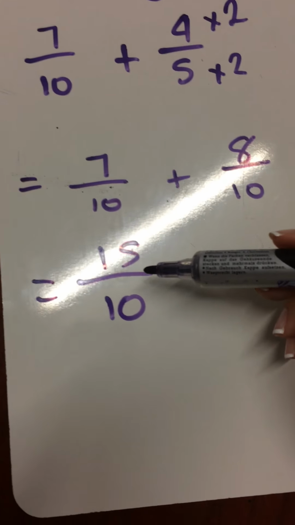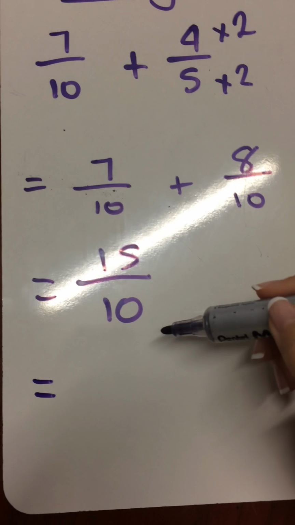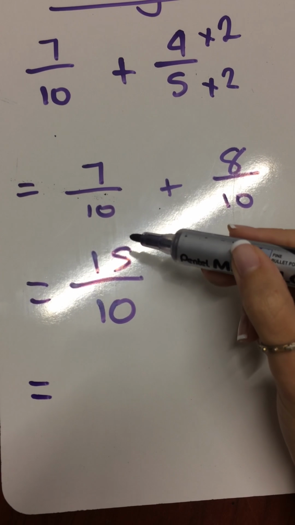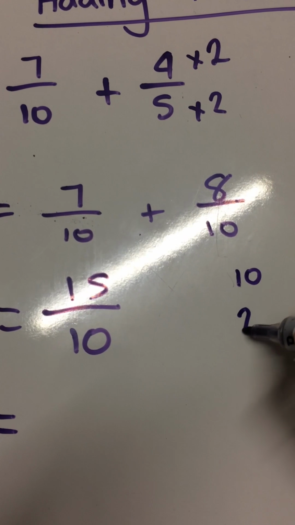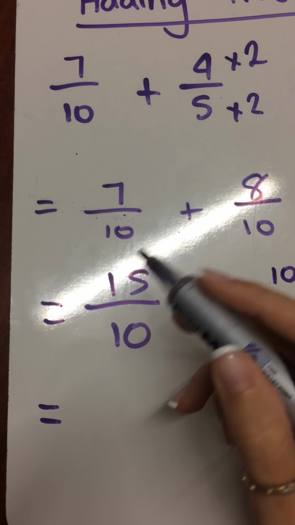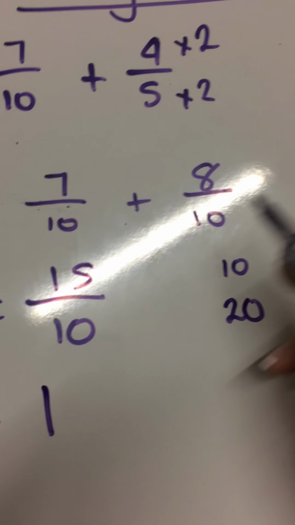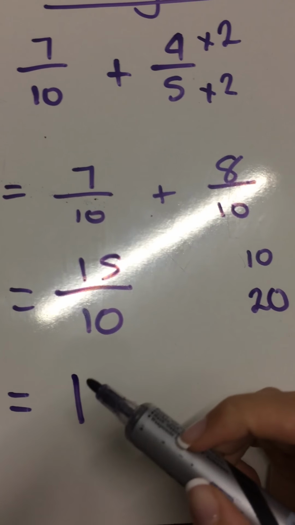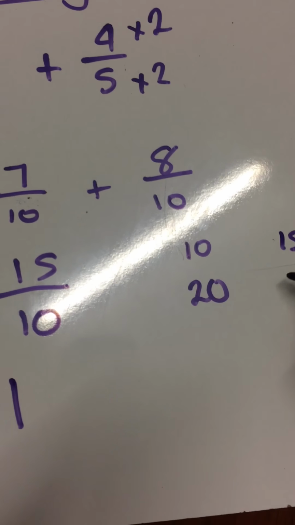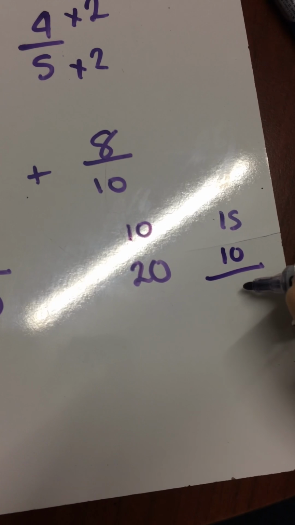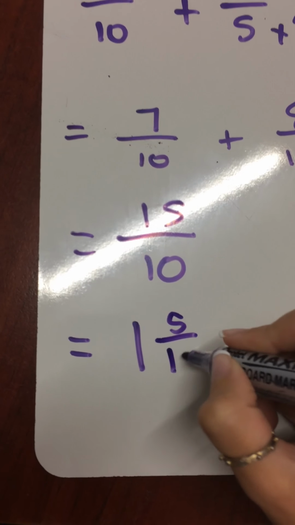15 over 10 is an improper fraction, and I know I can change it to be a mixed number. How many times does 10 go inside 15? Let's write my times tables to find out. 10, 20. So 10 goes inside 15 one time. So I take my numerator, which is 15, and I minus the answer of 1 times 10, which is 10. And my answer is 5. So it's 1 and 5 over 10.